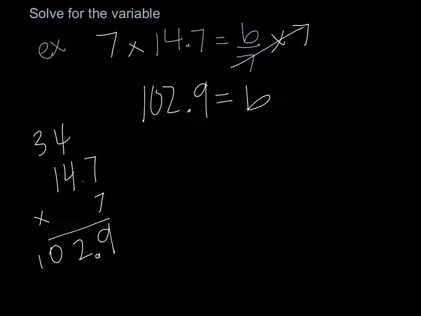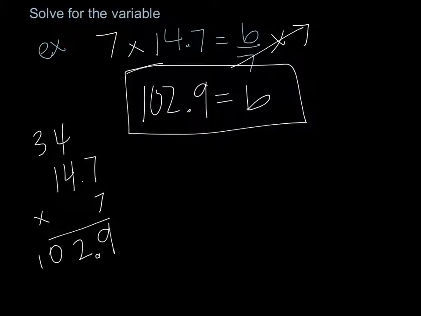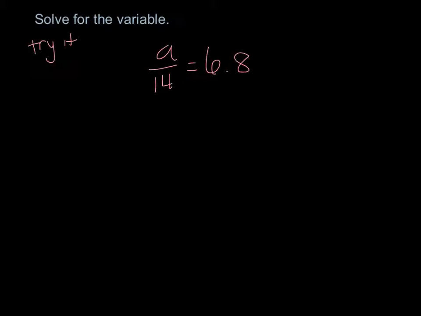So in this problem, b equals 102.9. If you put 1029, you're wrong. Make sure you have your decimal in there. It's very important. All right, here's one for you.